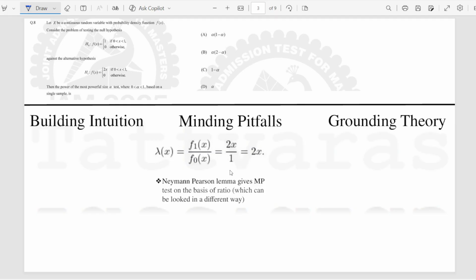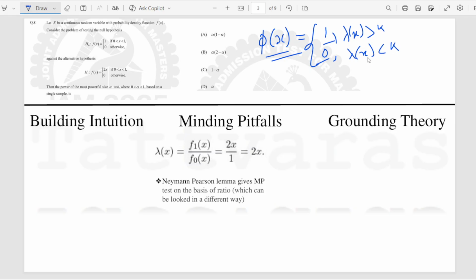You just have to follow the set of protocols associated with Neyman Pearson lemma, which states that your test is going to be given like this. This is the test function. 1 means reject H naught, 0 means accept H naught. And the test, because it's a continuous distribution, is going to be of this form where lambda is the ratio of PDF under alternate hypothesis to PDF under null hypothesis.